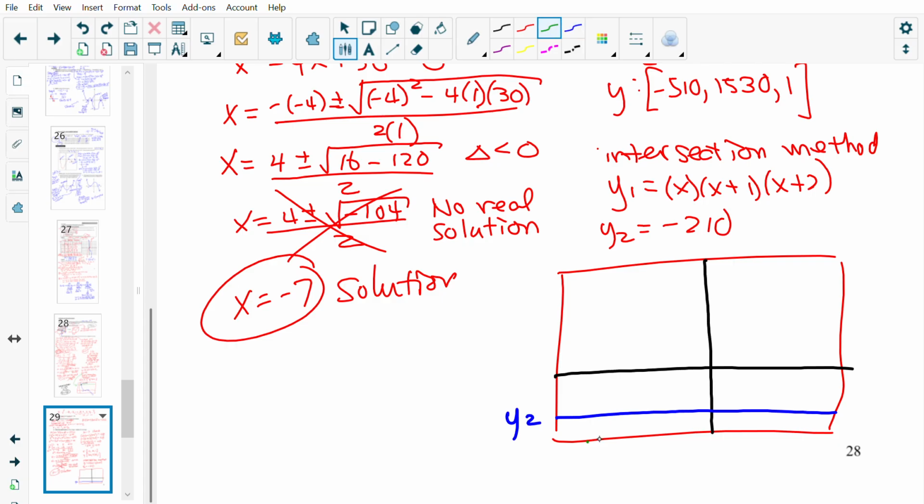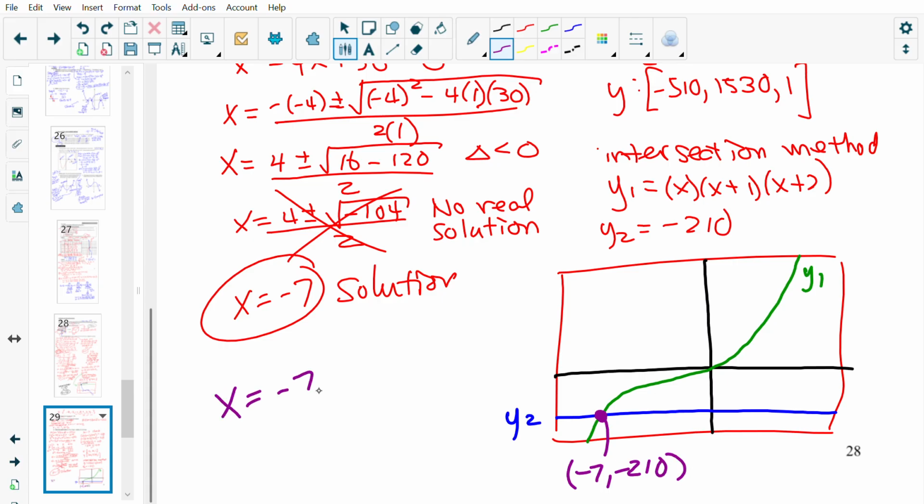And then my y1 value looks like this. Okay, it is a cubic function. This is y1. Okay, and then I have an intersection point right here. This is -7, -210. x equals -7.